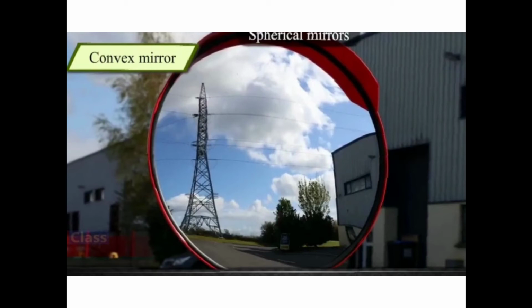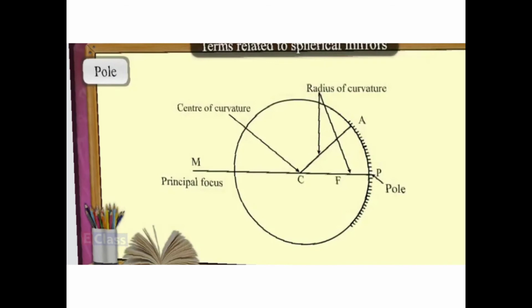In the convex mirror, the outer surface is polished, right? And normally here you are going to get smaller images. Now children, before studying about the images and all, let us learn some terms related to spherical mirrors. So let us start first with the center of curvature.